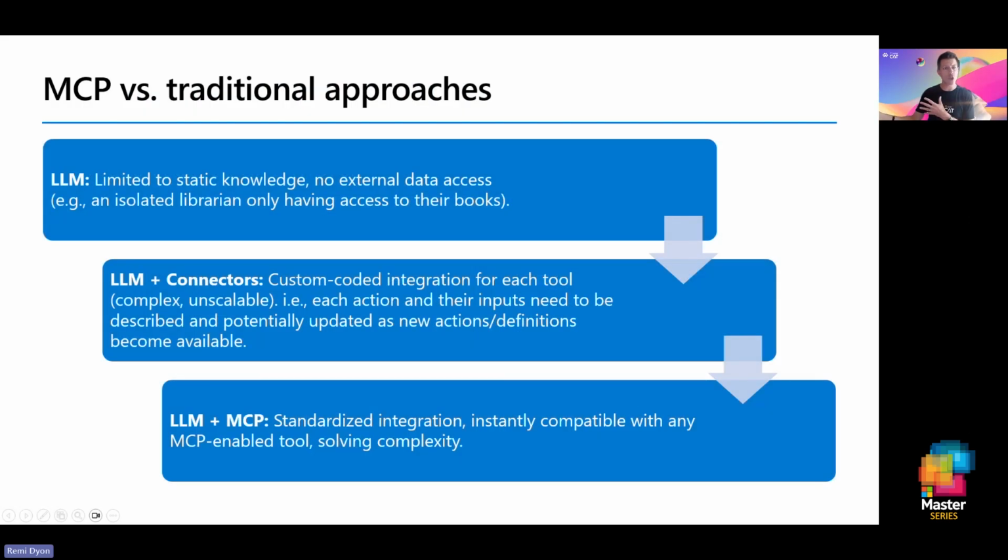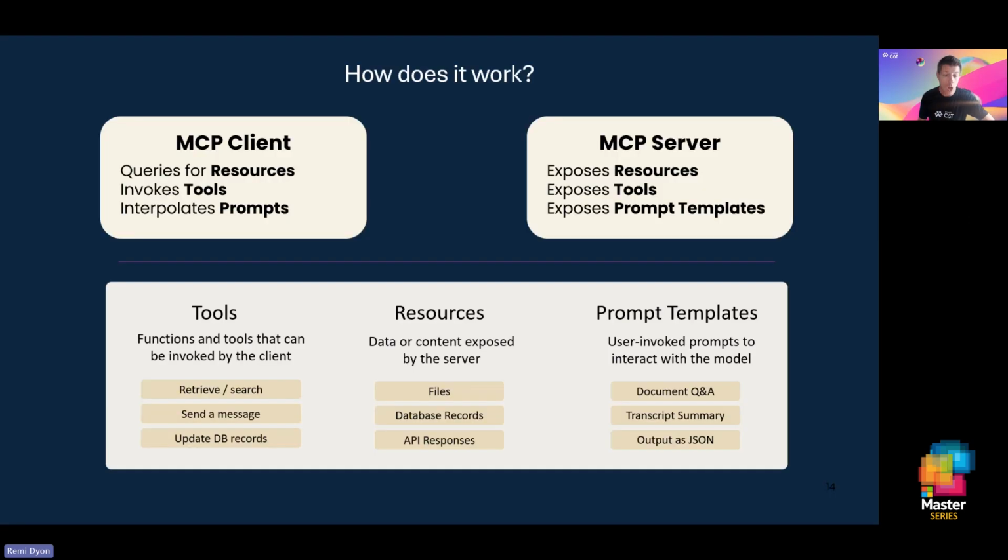So, MCP versus the traditional approach. Why do we care about MCP? Large language models are limited to static knowledge. They don't necessarily have access to external data. If you move to an LLM plus a connector, then in this scenario, you do have access to external knowledge, but for each action, input and output, you have to describe that. You have to redo the connection. And if you use the same action in multiple copilots, then you'll have to do that over and over again. MCP will solve that. So MCP is a standard integration with descriptions pulled automatically from the maker side, solving that repetitive task.